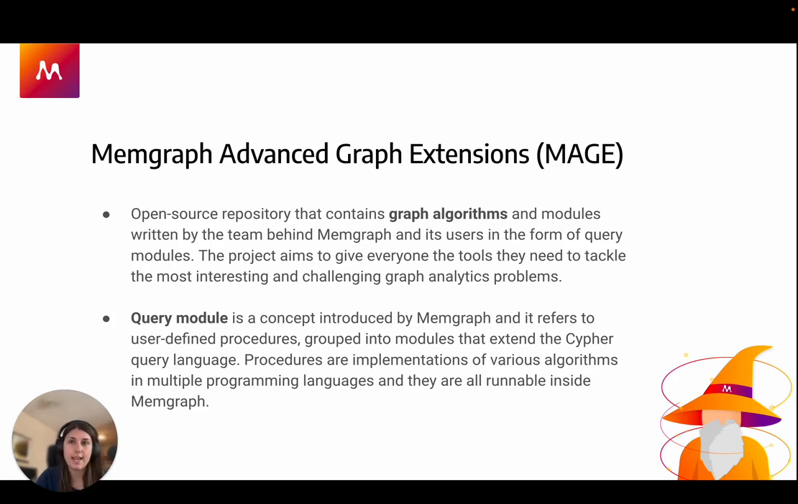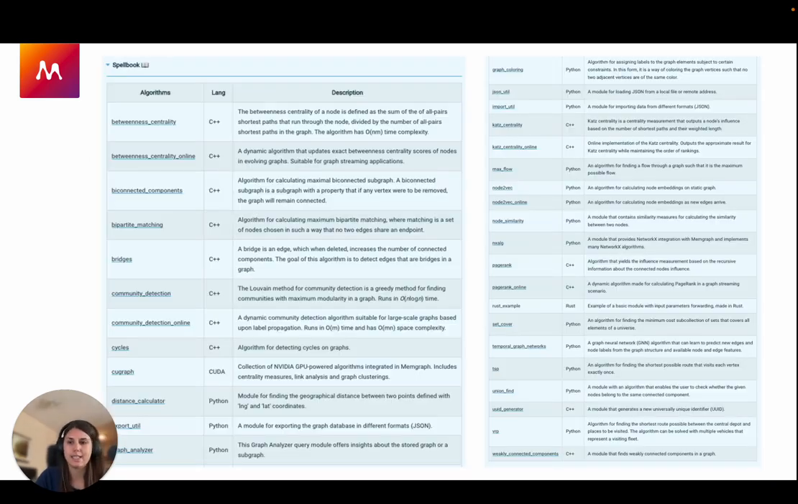As I said, these are dynamic and static graph algorithms that are runnable inside Memgraph. You can also write these kinds of algorithms yourself and contribute to the MAGE repository, but we also have a couple of our own algorithms. This is a list of a couple of them. Maybe these algorithms are familiar to you. You can also see in which language they are written. We have betweenness centrality and betweenness centrality online, a static and a dynamic version. We also have a QGraph algorithm query module. So there is a bunch of stuff here.